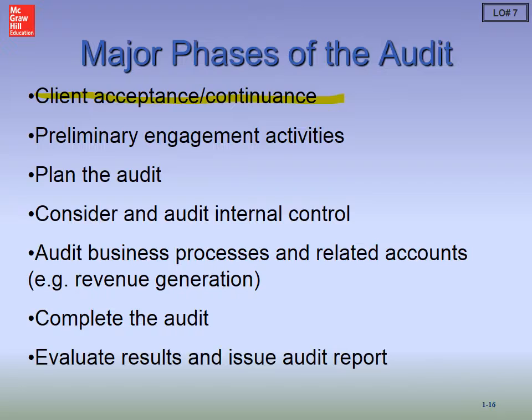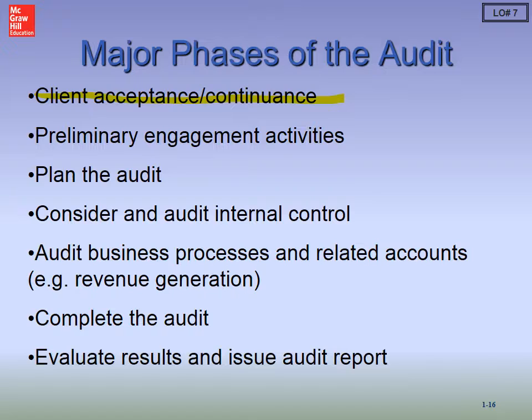This is a huge client acceptance issue. It's probably one of the most important ones, because if you look at the case of Arthur Andersen, they got involved with Enron. That was obviously a management that lacked integrity, and look what happened. It brought down the whole firm. So client acceptance and continuance is a very, very important first step of the phases of the audit. We first have to accept that client.